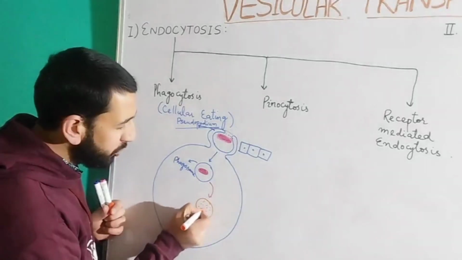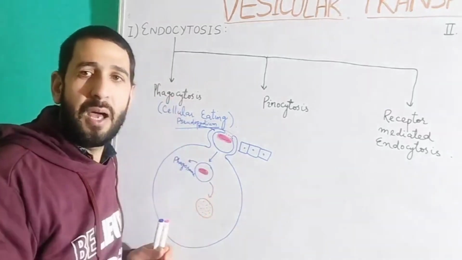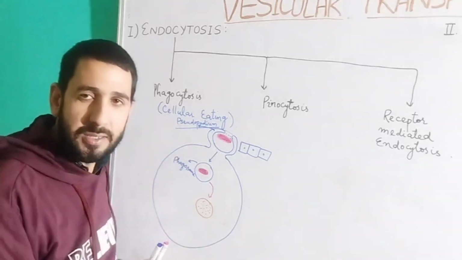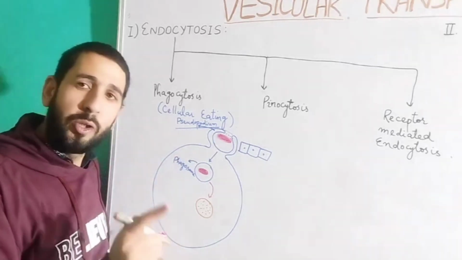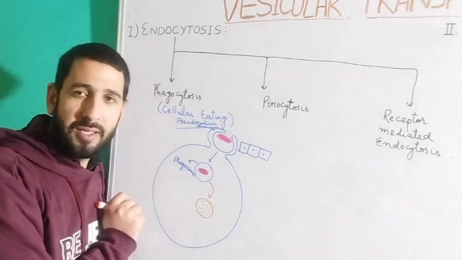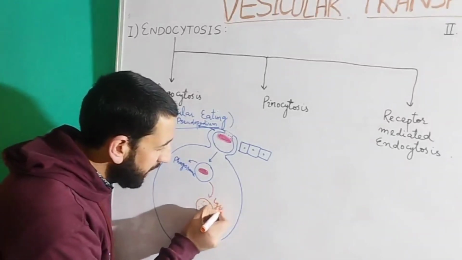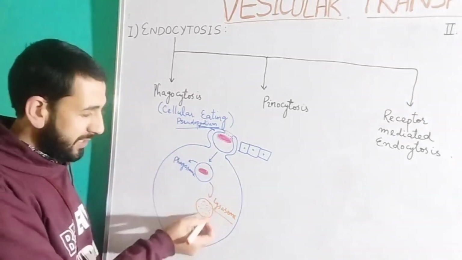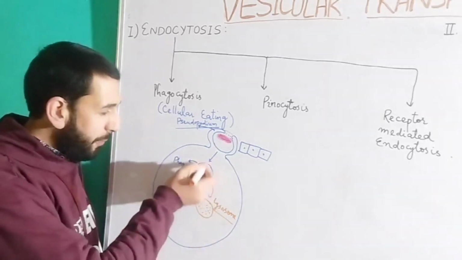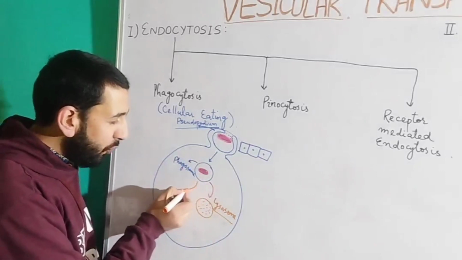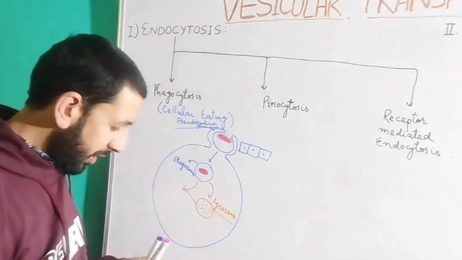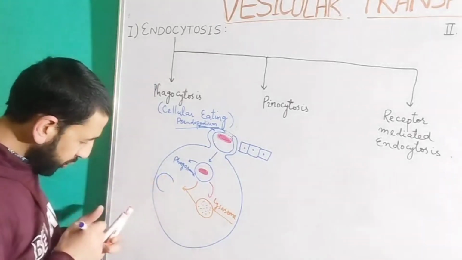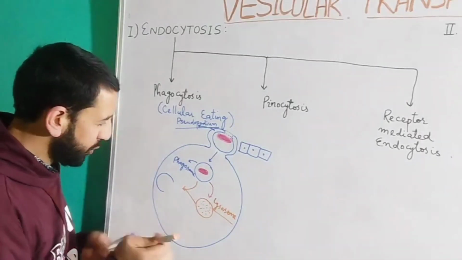Because what we need to do with this bacteria is break it down. We need to digest this bacteria. And in order to break down and digest this bacteria, we need enzymes. Those enzymes are present in the cell organelle we call the lysosome. This phagosome comes in contact with the lysosome, and this is also a vesicle and this is also a vesicle, and both these vesicles fuse together, and we get the combined structure of both these. We have a phagosome and then we have a lysosome.